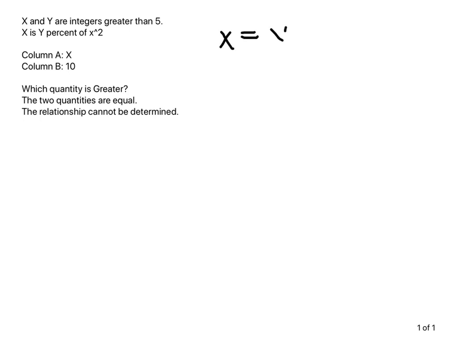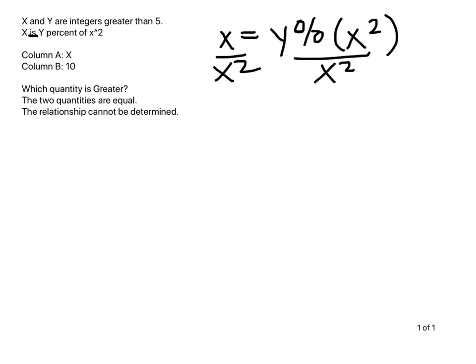X is equal to y% of x squared. Notice how I transferred the verbiage into mathematical operations. Is becomes my equal sign, percent becomes my percent sign, of becomes multiplication. If we want to put this in terms of just x and y, so that they're on separate sides of the equal sign, then we can go ahead and divide the right side by x squared. That cancels out our x squared on the right, leaving us with y% is equal to x over x squared, which is just x.